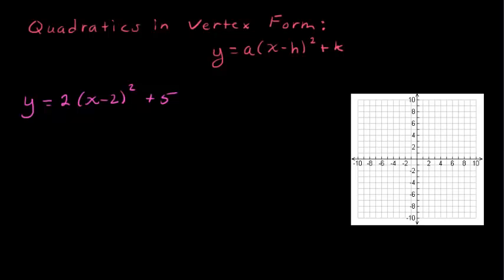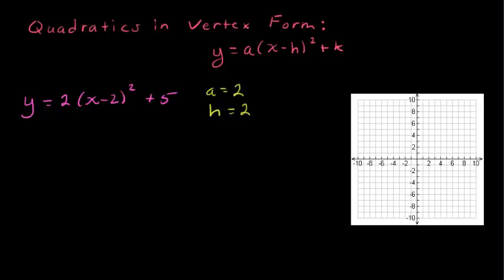That's a good one. Alright, so the first thing we want to do to go about graphing these is define the a, h, and k term. So let's go ahead and do that. Our a term in this case is 2. Our h is going to be 2 as well.